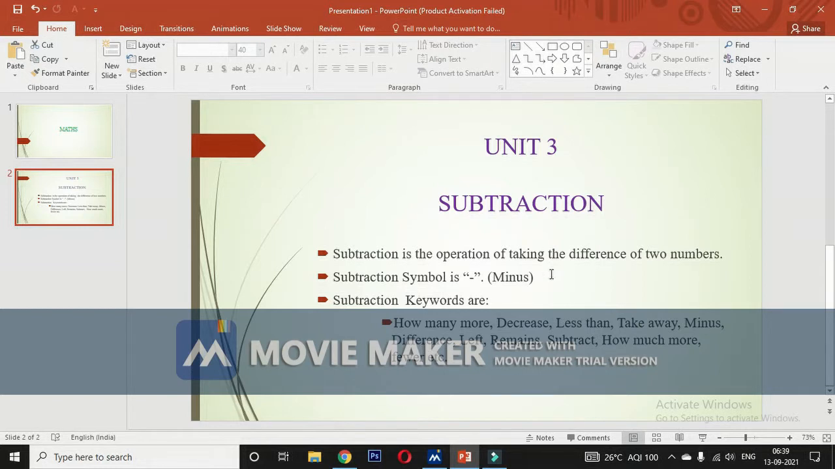Okay children, so once again, what is subtraction? Yes, subtraction is the operation of taking the difference of two numbers. And the subtraction symbol is minus. Now we are going to see some examples related to subtraction.